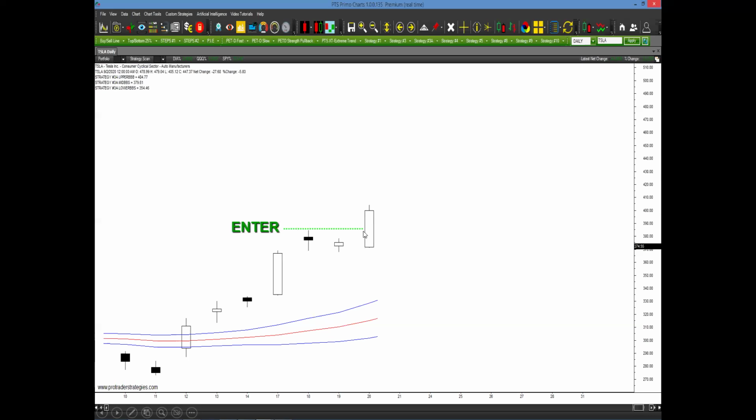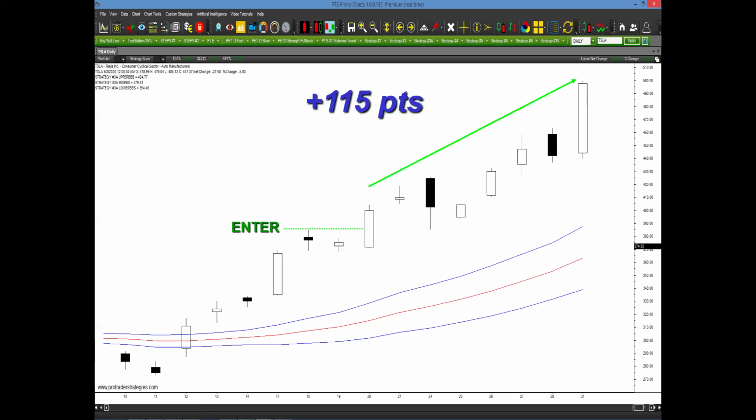You could actually buy at the market if you're lucky enough to be in front of your computer all day, or you could place a limit there to buy, a stop buy, whatever you want to do. But now you're in the trade, and look what happened. In the next week or two, you could have potentially captured 115 points. See, this is how simple trading can be when you get rid of what my mentors called useless noise.